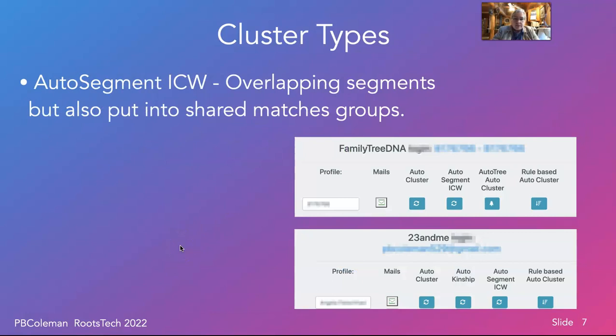Perhaps my favorite cluster is the AutoSegment in common with cluster on Genetic Affairs. This uses the overlapping segments, but it also looks at the shared match groups. And so now you would have overlapping segments, but they would be all maternal or all paternal, and not a mixture as you had with just AutoSegment. You can run this for Family Tree DNA or 23andMe data on Genetic Affairs.